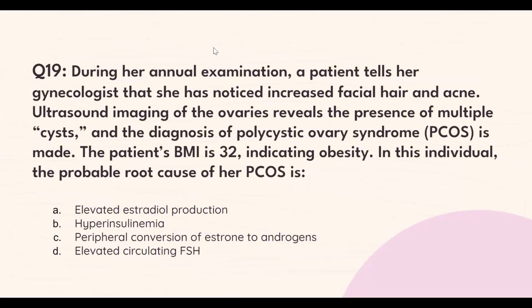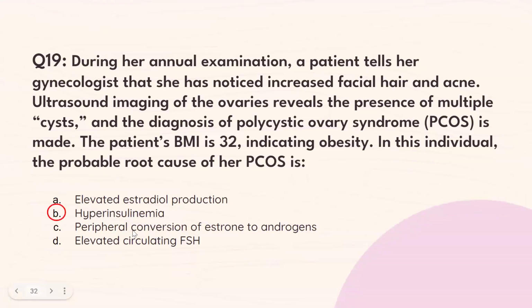C, peripheral conversion of estrone to androgen. So the thing is, yes, you're right that peripheral conversion of estrone to androgens does occur in PCOS. However, that is not the cause of PCOS. That is the cause of the symptoms. That is not why PCOS is occurring. The reason why PCOS occurs, yeah, you're right. It is B.